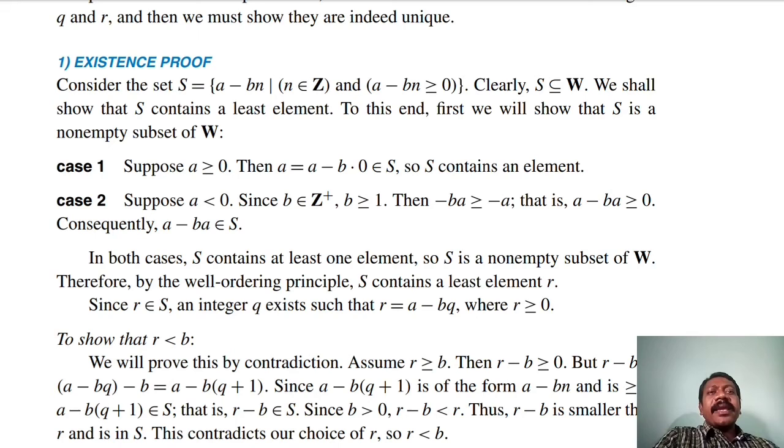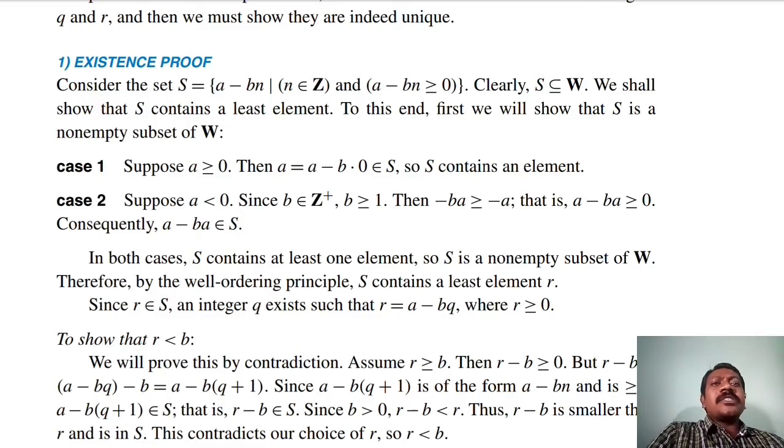Since a is any integer, we can take one case a greater than or equal to 0, and the other case is a less than 0. So we can write a as a minus b into 0, where 0 is an integer. So look at the set S equal to a minus bn and n belongs to Z. Then it is clearly a belongs to S. So S is non-empty in that case.